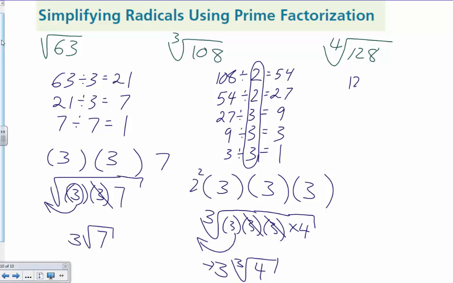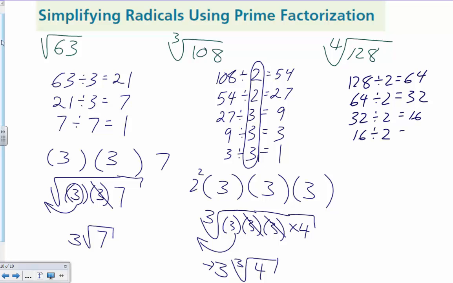Try 128. We have 128 divided by 2 equals 64. 64 divided by 2 equals 32. 32 divided by 2 equals 16. 16 divided by 2 is 8. 8 divided by 2 is 4. 4 divided by 2 is 2. 2 divided by 2 is 1. So in this case we're doing a fourth root.